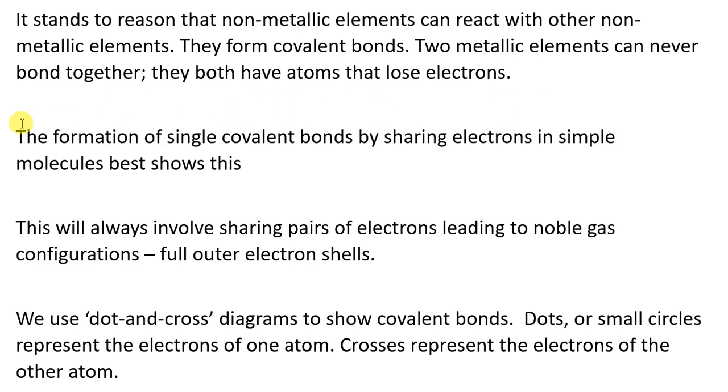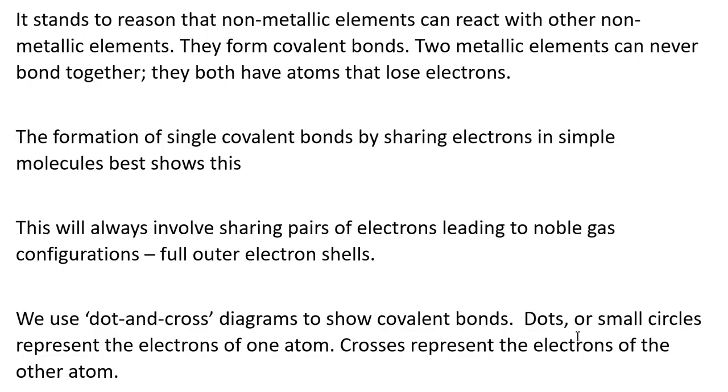We'll be looking at some examples of making covalent bonds in a couple of slides. But the formation of single bonds by sharing electrons is the way to show that. It always involves sharing pairs of electrons, leading to noble gas configurations. Noble gas configurations meaning full outer electron shells. Never forgetting that's what makes atoms stable.